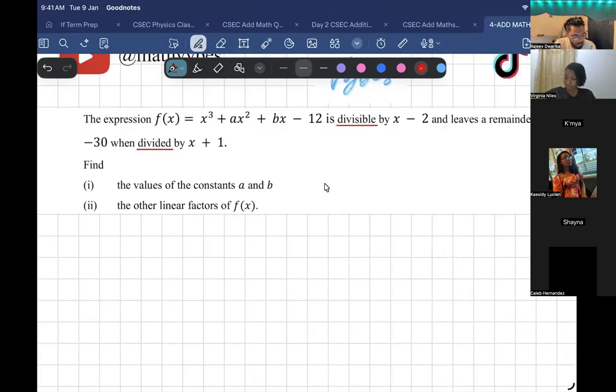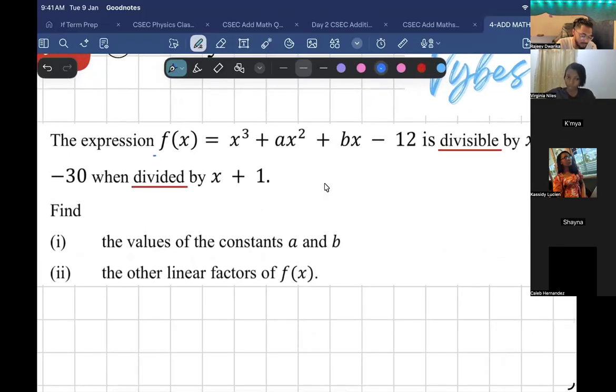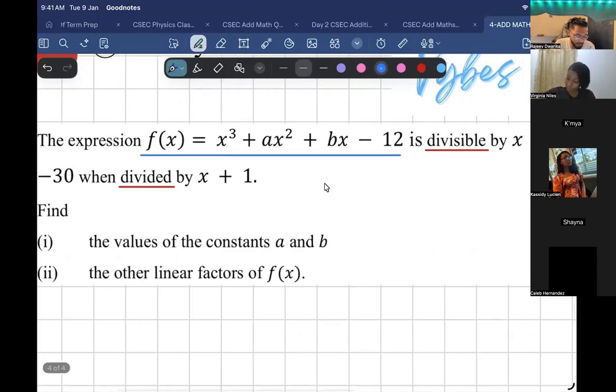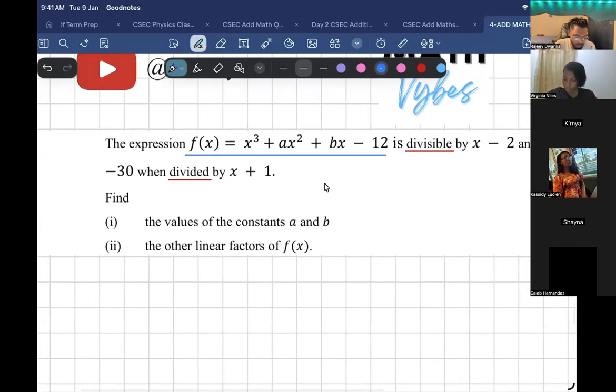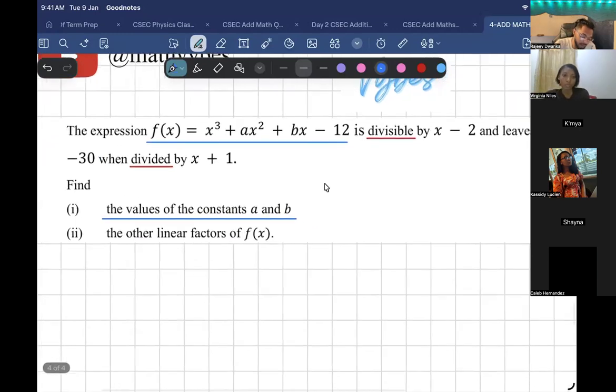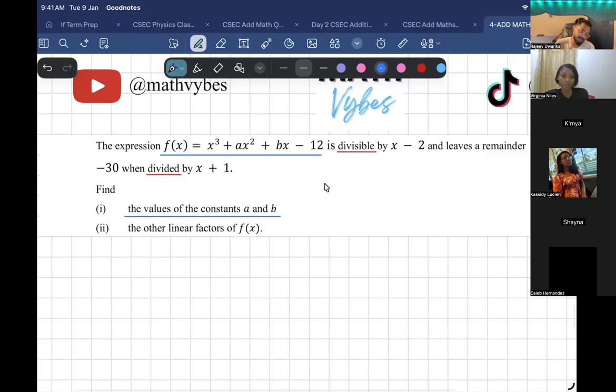What I want you all to immediately see when you look at this, Shayna, how many unknowns are you seeing? 2. And as a matter of fact, it reiterates that here in the question, they say a and b. So you're trying to find how many unknowns, guys? 2. Correct. Anytime you have to find two unknowns, you really have to do what?